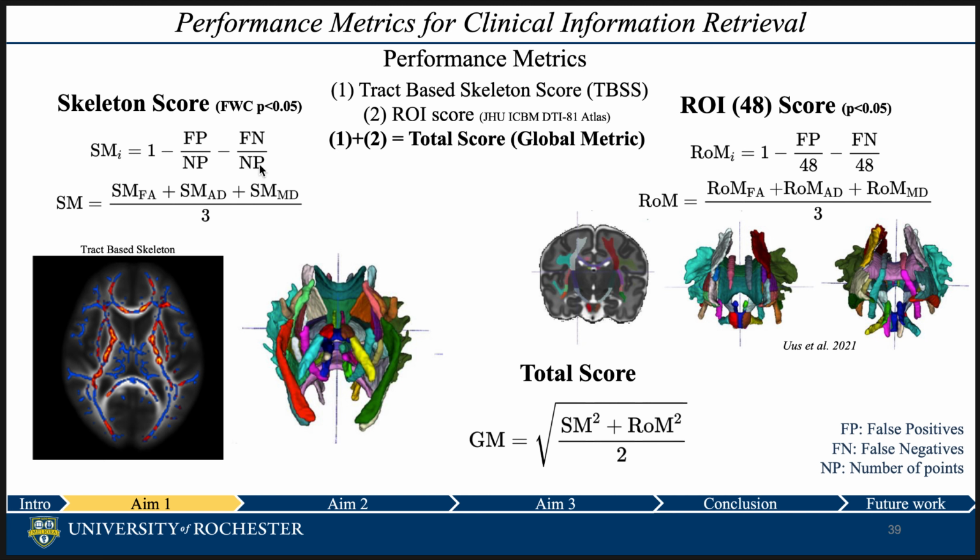using data-driven approaches. And we took the sum of the mean. We took the mean of the FA, AD, and MD scalars from the DTI. And the total score was combined in this way, which gives us our global metric.